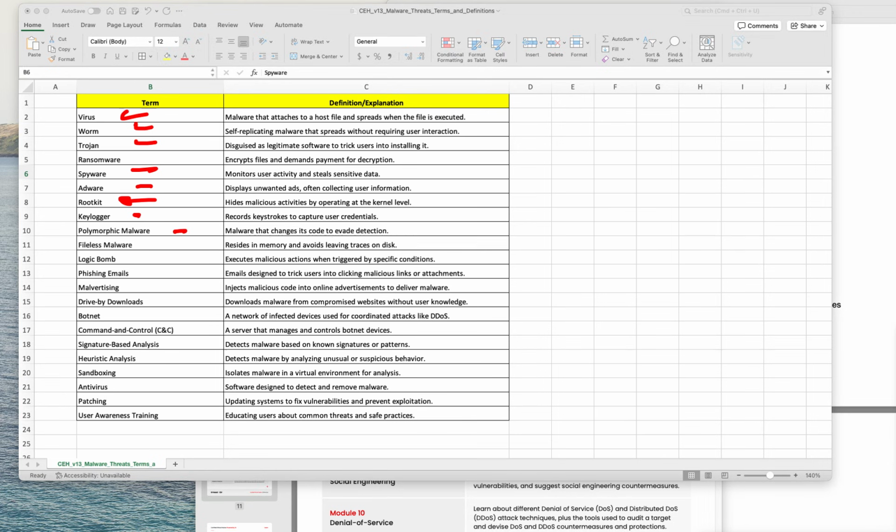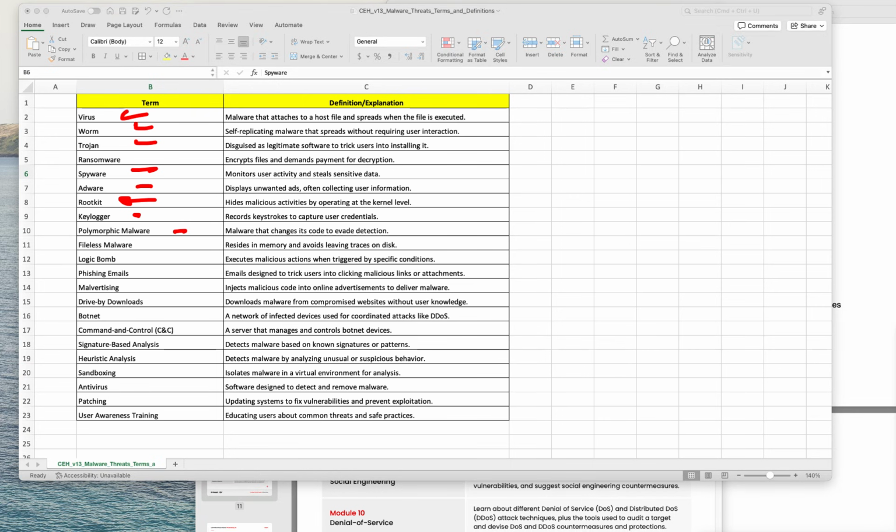Polymorphic malware, right? That is malware that changes its code to evade detection. You may get questions like what kind of malware an attacker uses to bypass the antivirus, something like that. So if you see one of the options is polymorphic, make sure you know what that is.